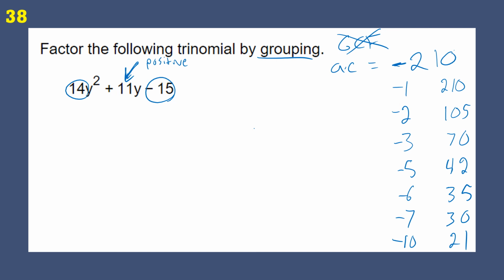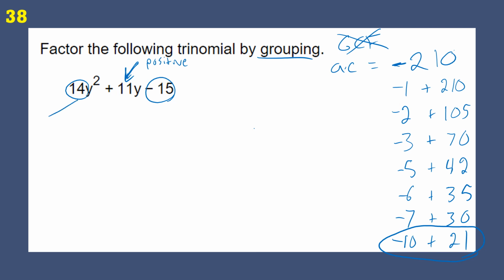Now, if I look at these, I need to find two of them that add up to equal the middle term. So if I look at all of these factors I have here, if I add them up, I actually did get far enough to find 11. And so what we can do when we're factoring by grouping is we then split the middle term.